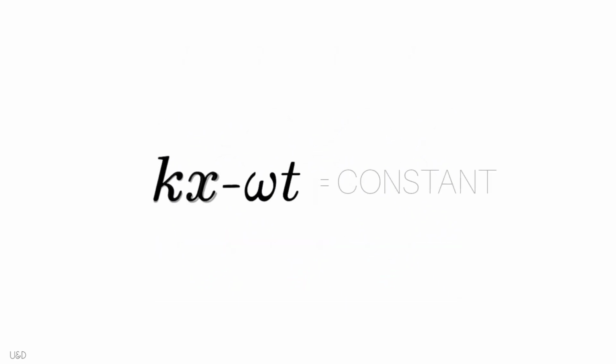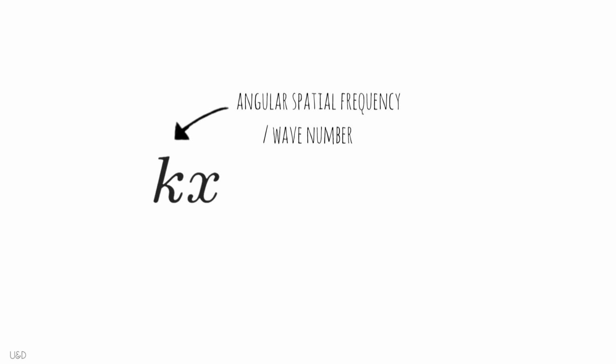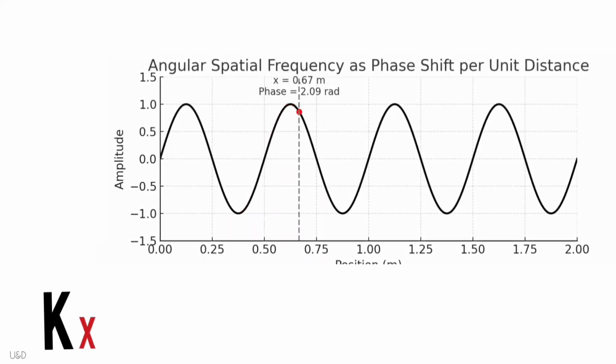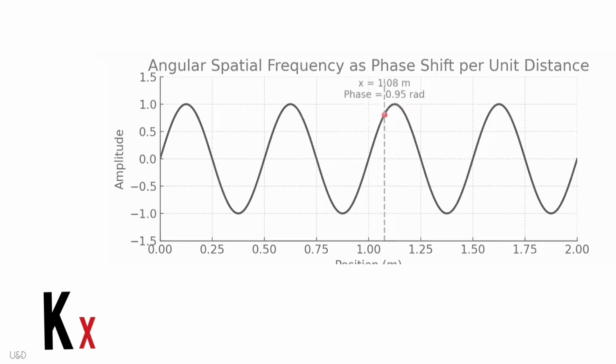To truly understand what it means, we need to break down each part, starting with kx. Here k is known as the wave number, or more precisely the angular spatial frequency. It tells us how much phase shift occurs per unit of distance. In other words, how many radians of phase change we get per meter. When we multiply k by a distance x, we get kx, which represents the phase shift accumulated due to the spatial displacement x. It tells us how far along the wave cycle we are at a particular point in space.